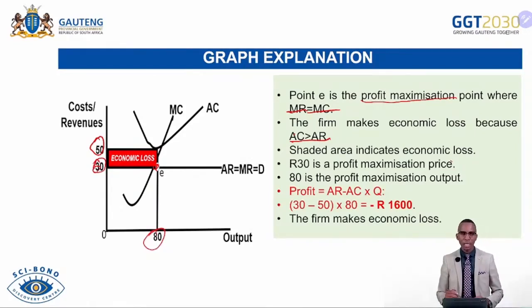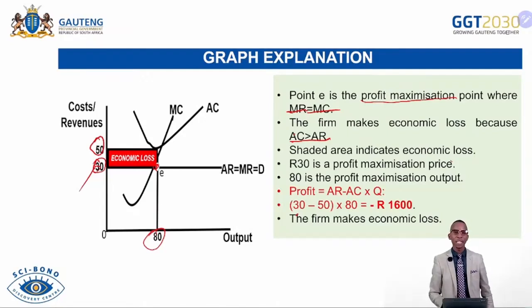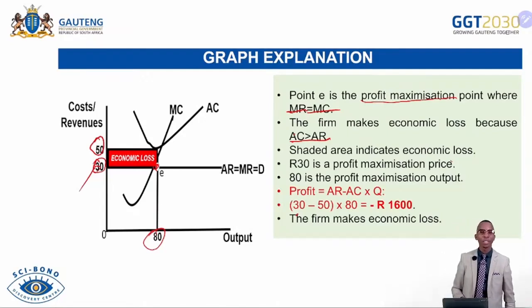And then how do we calculate the profit? We say the profit equals AR minus AC times quantity. Let's see now. How much is the value of AR? Our AR equals 30. There is 30 given. Minus AC, the value of AC is 50. There is 50. Times quantity, which is 80. Then the answer is negative 1,600. If it's negative like this, that means that the firm is making economic loss.